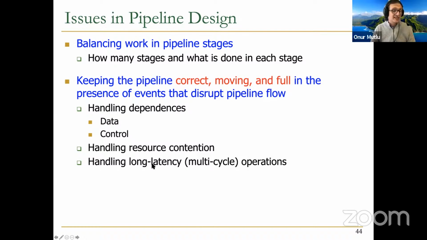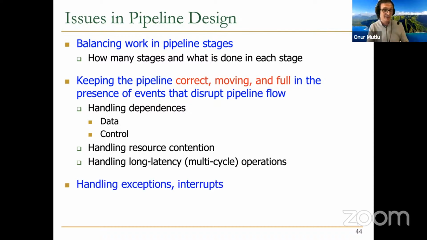So long latency multi-cycle operations are usually a culprit. So if your memory access takes 100 cycles, does your pipeline stall for 100 cycles, right? What do you do in that case? And that's going to always cause problems for us. These long memory accesses, unfortunately, are going to cause problems for us in all of our designs, and we're going to develop methods to handle them.